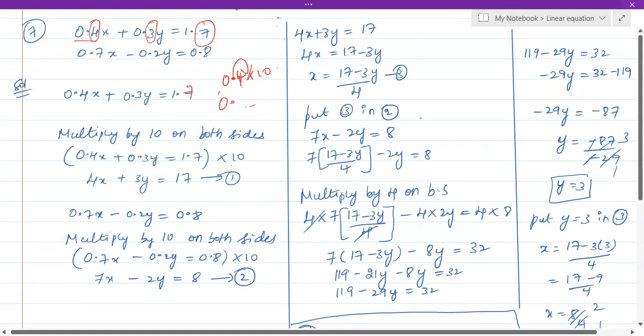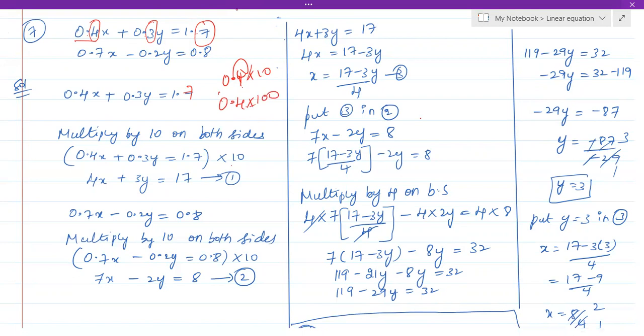Suppose if you multiply 0.4 into 100, the point has to shift right side twice because there are two zeros, right? It has to shift twice. So it will become 40.0. 40 is what? 40, isn't it? So I hope you know that. So 0.4x into 10 will become 4x. 0.3y into 10 will become 3y. 1.7 into 10 will become 17.